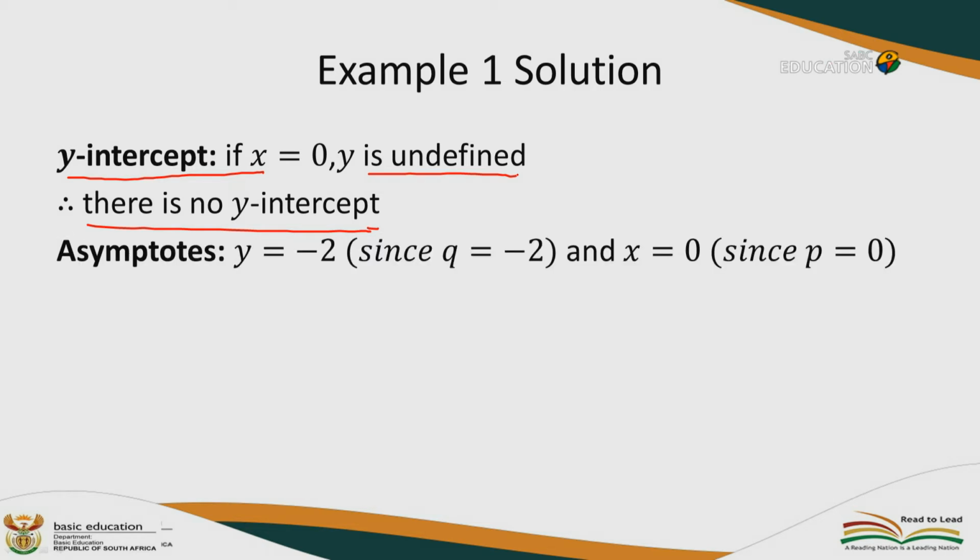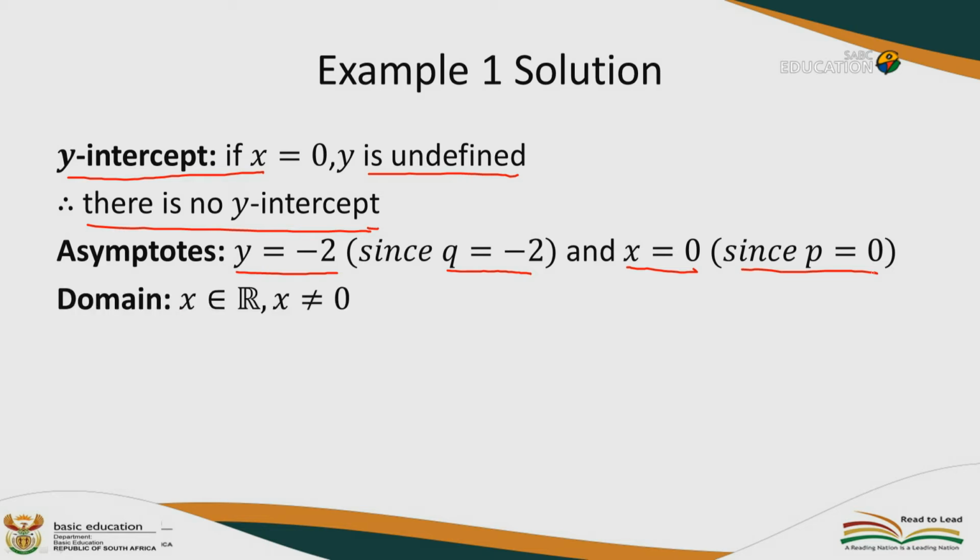All right, now in terms of the asymptotes, our asymptotes are as follows. We have y equal to negative 2, since we can clearly see from the equation that our q is negative 2. And our vertical asymptote is x equal to 0, since it's clear from our equation that p was equal to 0.